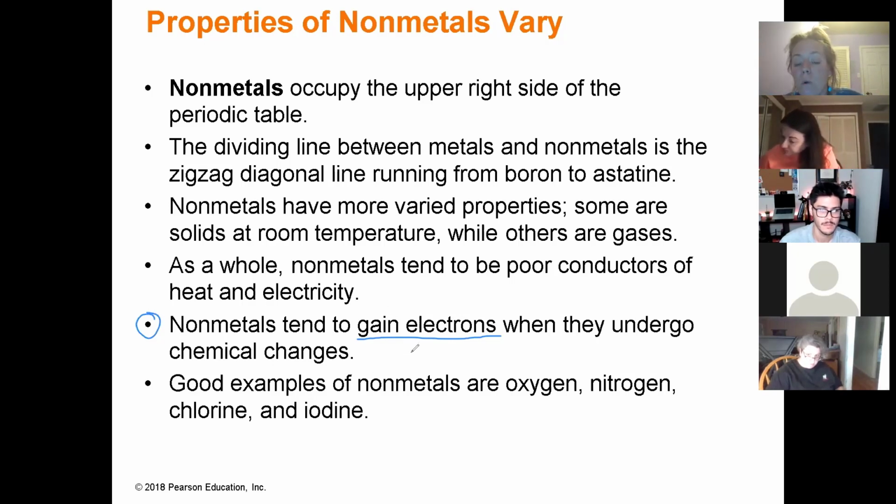All right. So non-metals like to form what's called an anion. And an anion is just a negatively charged particle. Good examples: oxygen, nitrogen, chlorine, iodine. There are not as many non-metals as there are metals, a lot more metals.